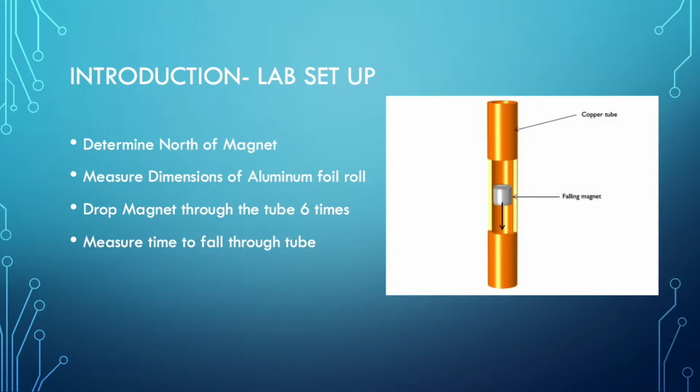Then, to do the lab, you must drop the magnet through the tube 6 times and measure the time it takes to fall through the tube. You will notice that the magnet seems to fall very slowly through the metal and aluminum.